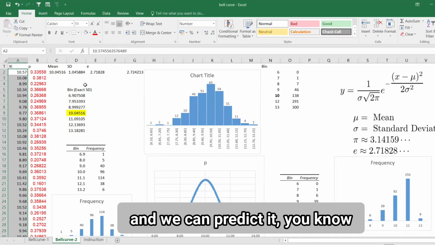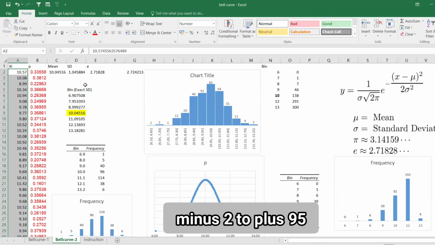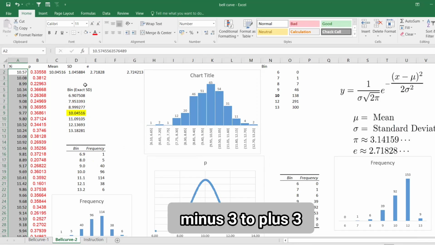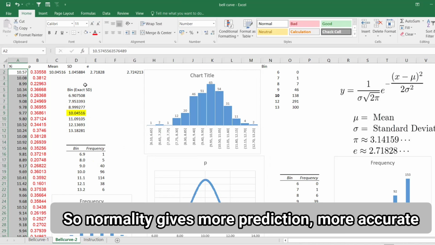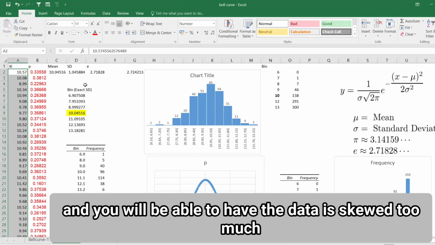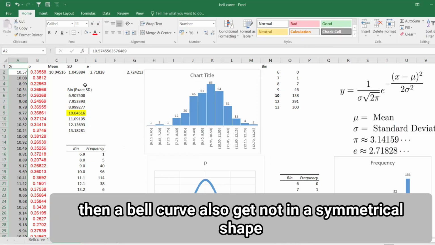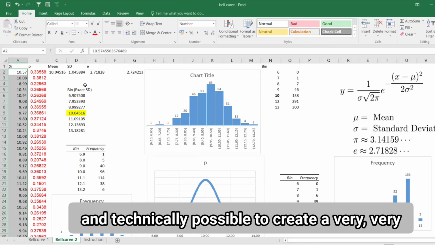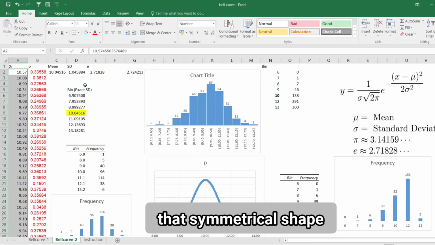And we can predict it: -1 to +1 covers 68% of the data, -2 to +2 covers 95%, and -3 to +3 covers 99.73%. So we can predict that value as well, right? Normality gives more accurate prediction. If the data is skewed too much and does not conform to normality, then the bell curve is not in a symmetrical shape. It is not technically possible to create a perfectly symmetrical shape, but at least we can get close to that symmetrical shape.